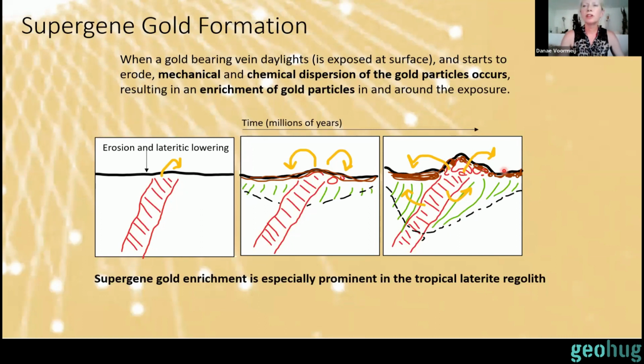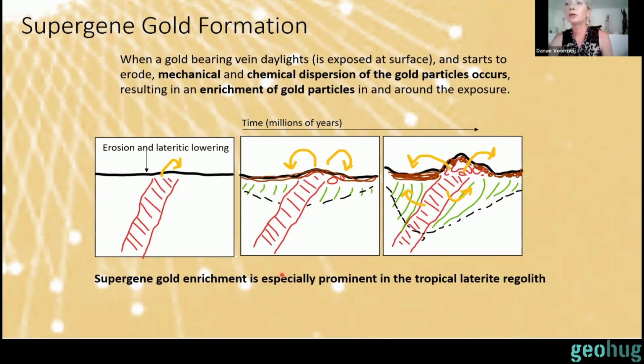Right, let's look at supergene gold formation. Here we go. When the gold-bearing vein is exposed at surface, you get mechanical and chemical dispersion of the gold particles. And for all of the chemistry behind supergene gold formation and all the chemistry behind laterite formation, you can refer to my book. I'm not bringing that chemistry into this talk. This is more of a high-level talk, and I want everybody to follow it.